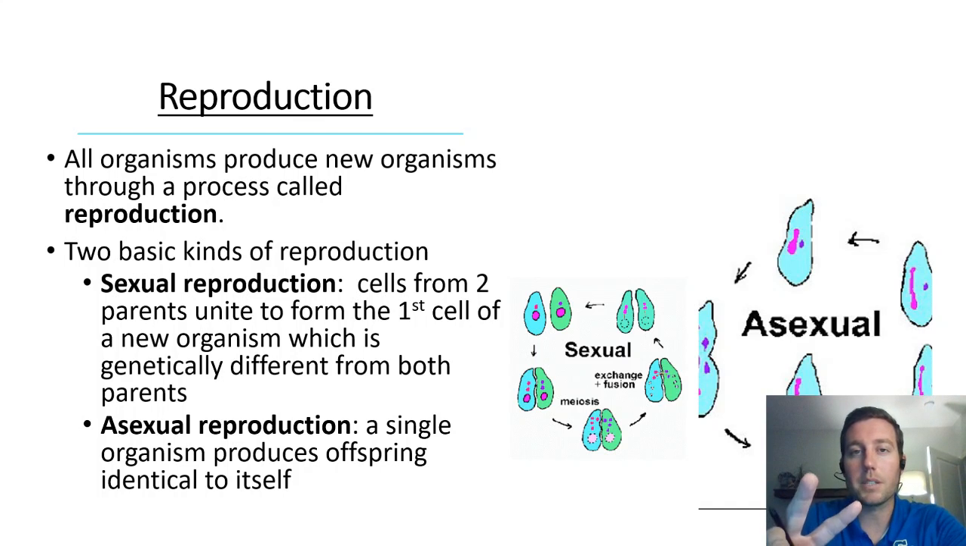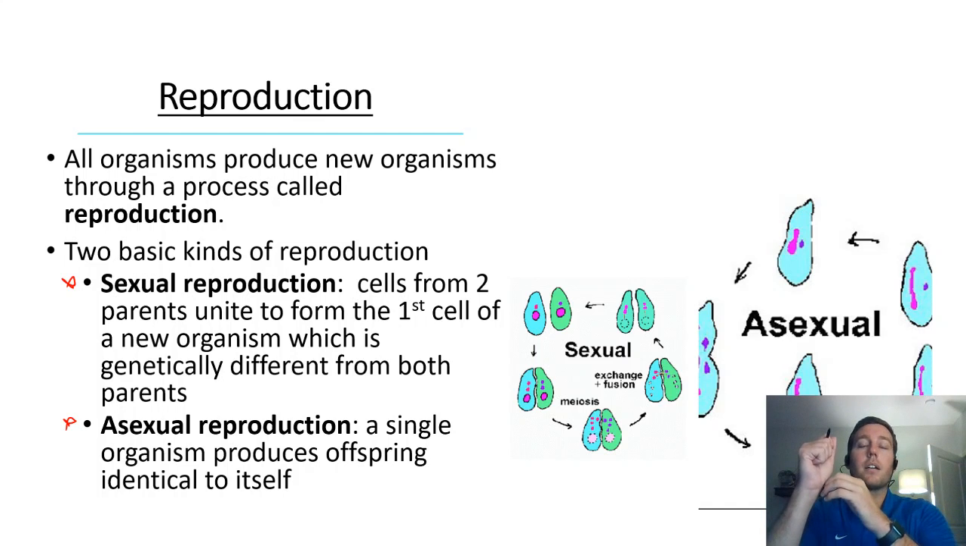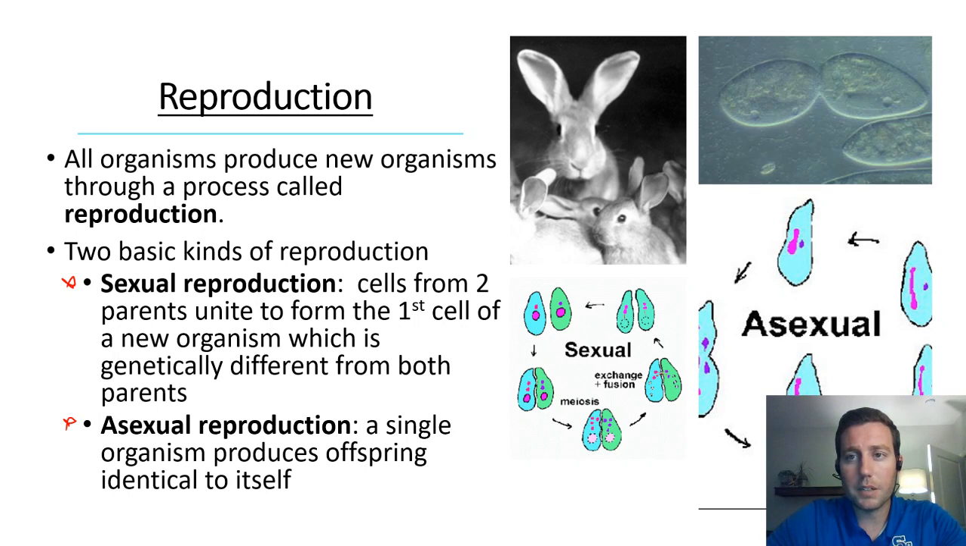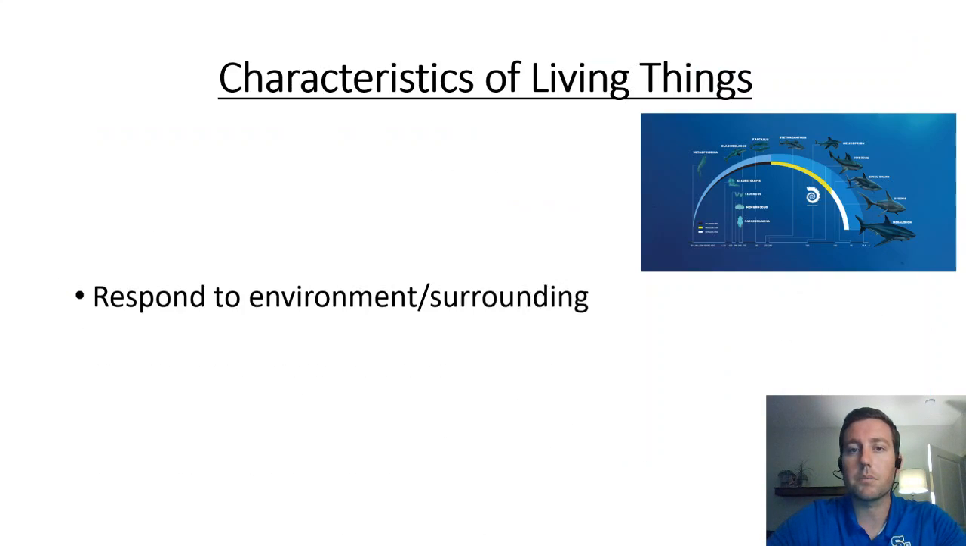So there are two different types of reproduction: sexual reproduction and asexual reproduction. Sexual reproduction is where cells from two parents unite. So you basically have a mom and a dad cell that come together to create a new organism. Asexual reproduction is where there is just a single parent, and that parent is able to produce an identical offspring from itself. We'll talk about a few instances as we get deeper into, I believe, our 8th chapter. So that is reproduction. You guys probably understand the gist of it.